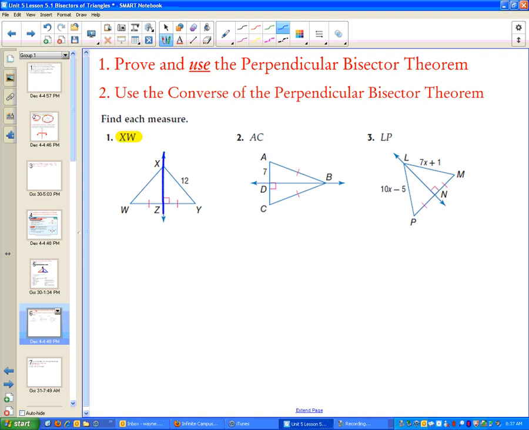This segment, or this line, is perpendicular to segment WY, and since WZ is congruent to YZ, it must also bisect segment WY. So that's the perpendicular bisector of segment WY. Therefore, any point on that blue line is equidistant from W and Y. So if the distance from X to Y is 12, the distance from X to W has to be 12.